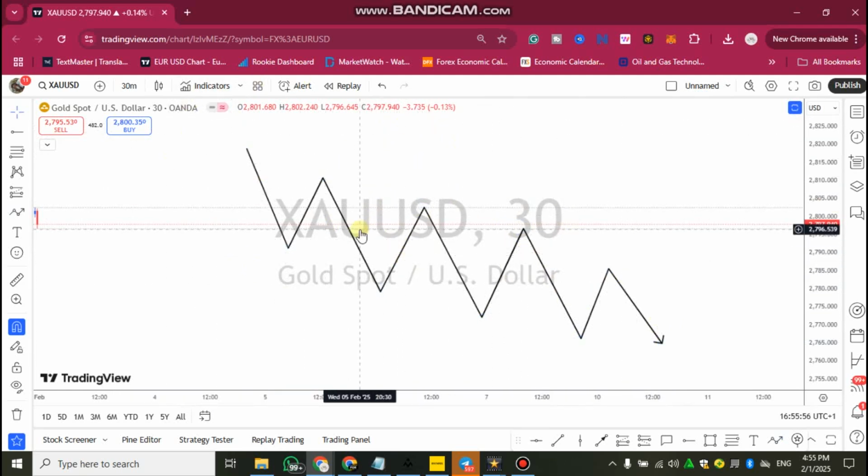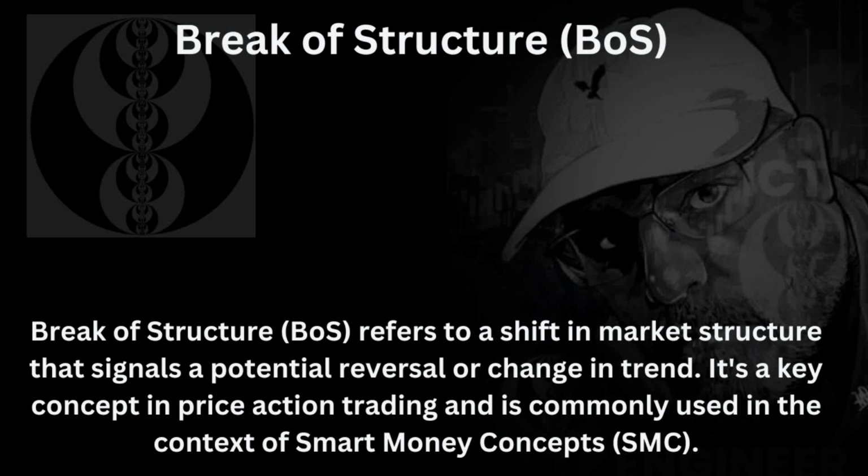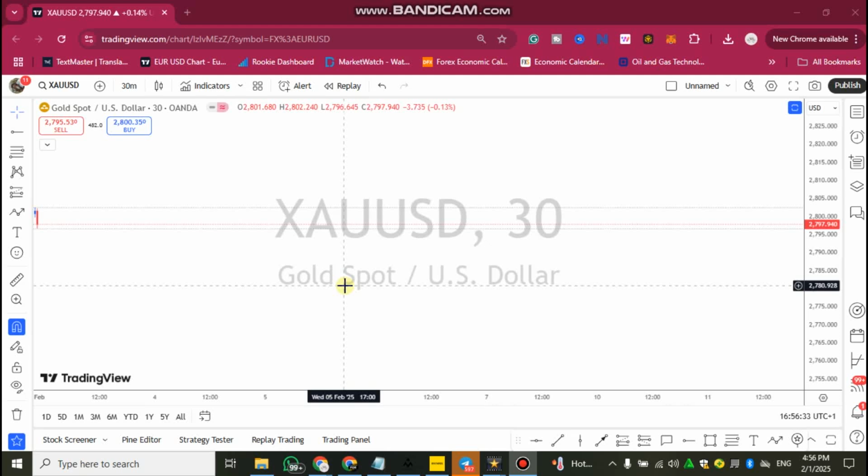Now, when you know about these things, you know that if the market is moving in a downtrend, it will keep forming lower lows and lower highs. If it's moving in an uptrend, it will keep forming higher highs and higher lows. Break of structure is simply the break of the current market structure. I already gave you a definition, but let me make it very easy for you. It's simply the break of the existing market structure.